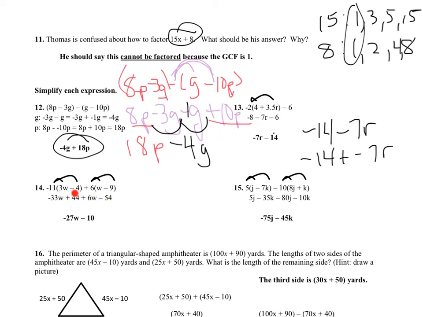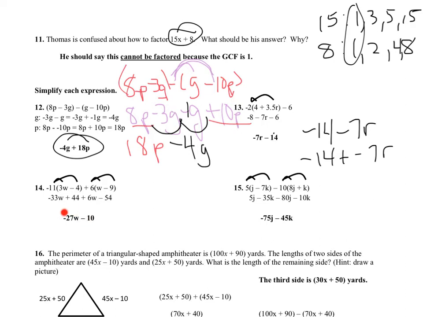Okay, go ahead and combine your like terms. I have negative 33w. I have a positive 6w. Negative and positive, different signs, find the difference. 33 minus 6 is 27. I have more negatives than positives, so it's a negative 27. Then I look up, do I have any other constants? I have a positive 44 here, negative 54 here, positive and negatives, different signs, find the difference. 54 minus 44 is 10. I have more negatives than positives, so it's a negative 10.